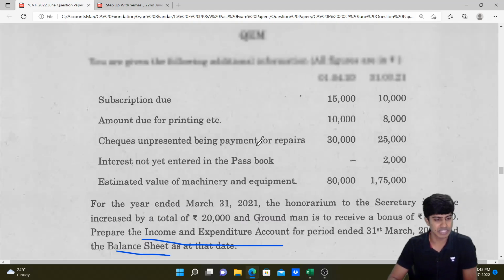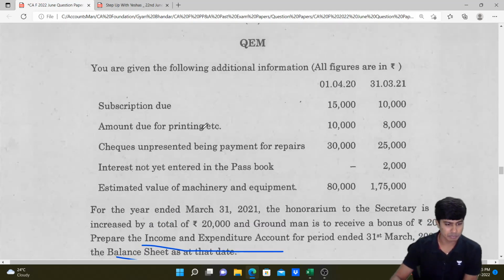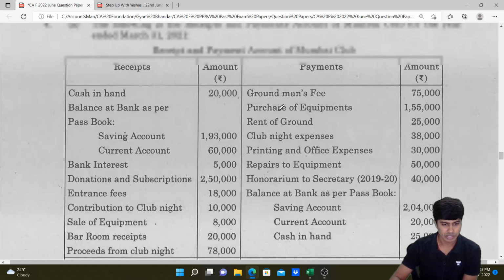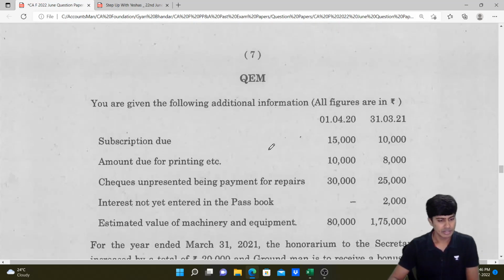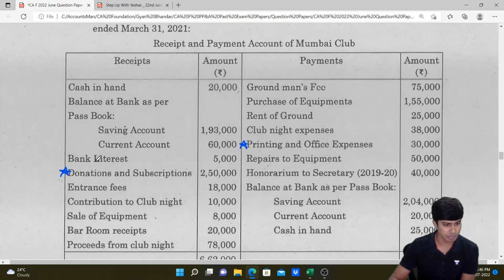Let's mark the items which have adjustments. Subscription, printing. Subscription as adjustment. Here receipts will have subscription, donation and subscription. This as adjustment. We'll prepare a working note for this. Printing payment as an adjustment. We'll prepare one working note for this printing. What else do we have? After that we have repairs. Repairs as adjustment. We'll prepare one working note for repairs.